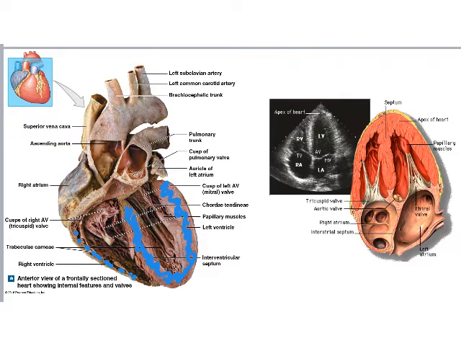Once you've identified the left ventricle, then you can see the right ventricle right next to it. You should be able to identify the valves. You should be able to identify then the major blood vessels coming off it as well.